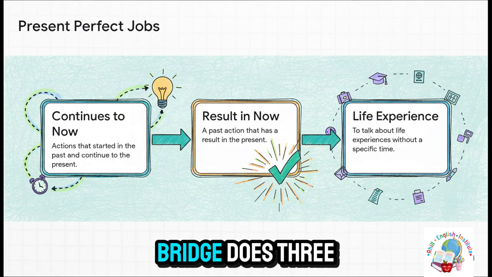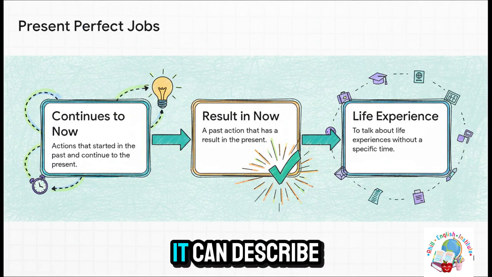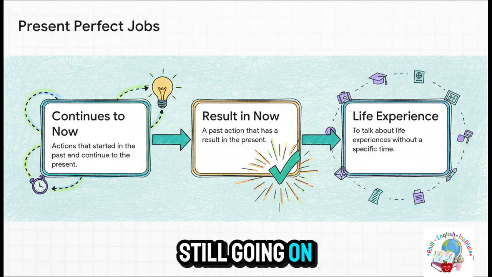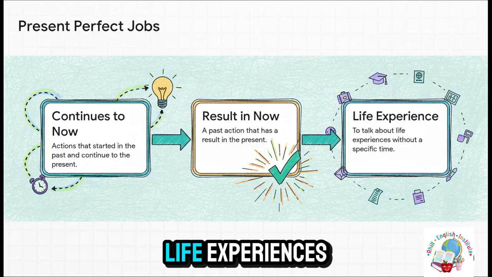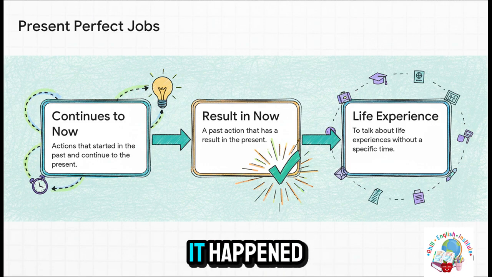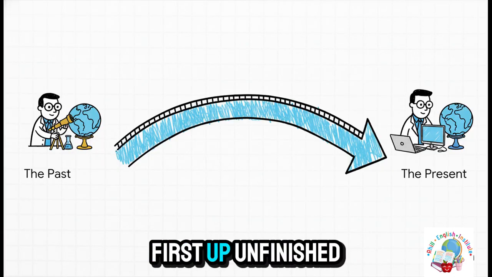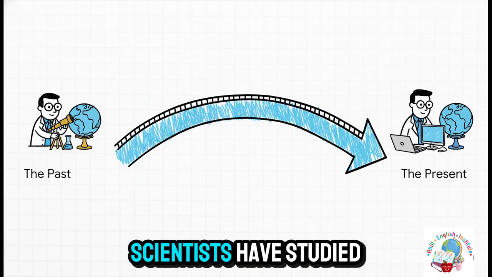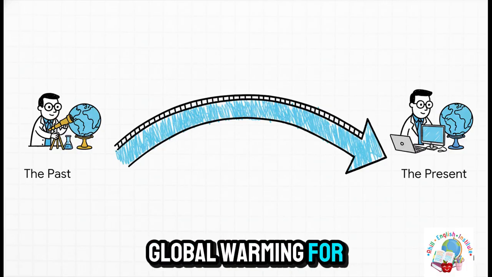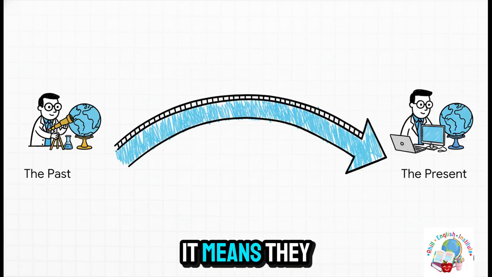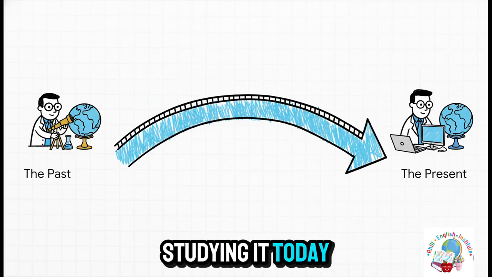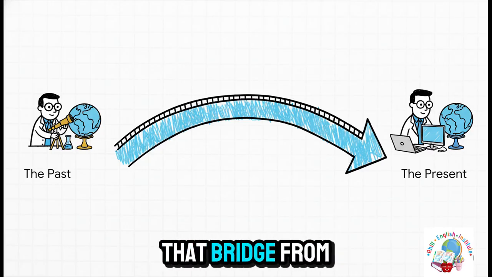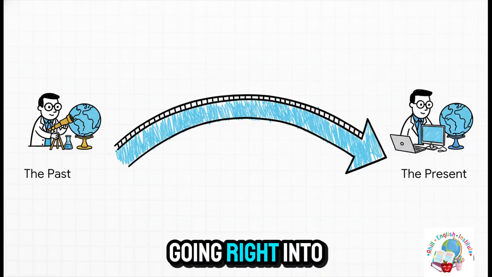So this time bridge does three main jobs for us. It can describe actions that are still going on, actions that are finished but have a result we can see now, or just general life experiences where it doesn't really matter when it happened. Let's break them down, one by one. Okay, first up, unfinished actions. Scientists have studied global warming for many years. What does that mean? It means they started studying it in the past, and guess what? They are still studying it today. The action crosses that bridge from the past and just keeps going right into the present.